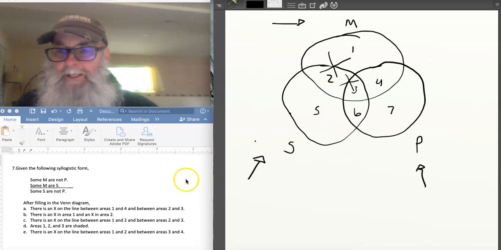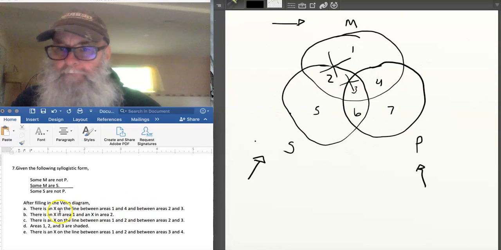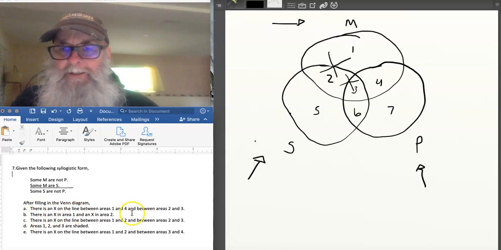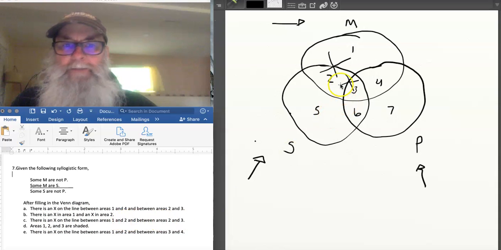So now when I'm looking down here at my options, it says after filling in the Venn diagram, there is an X on the lines between areas 1 and 4. Nope. There is an X in the area of 1 and an X in the area of 2. Nope. There's an X on the line between areas 1 and 2 and between areas 2 and 3. And there is my answer. C.